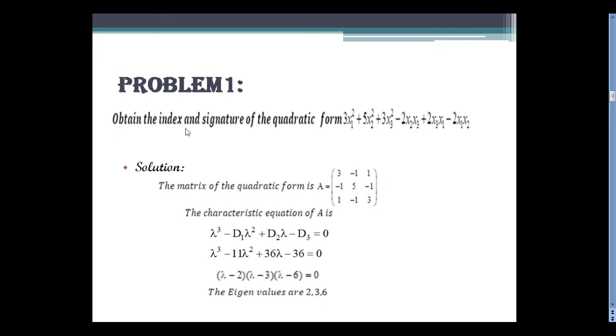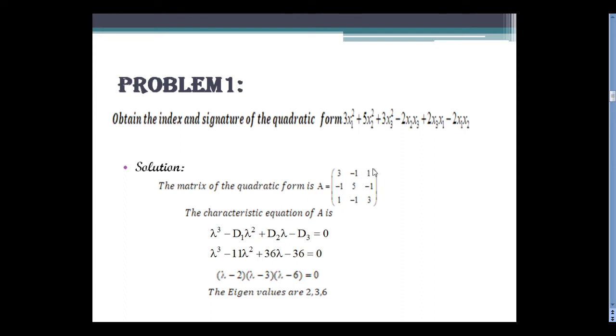Problem 1. Obtain the index and signature of the quadratic form 3x1 square plus 5x2 square plus 3x3 square minus 2x2 x3 plus 2x3 x1 minus 2x1 x2. Now we will find the matrix for the given quadratic form. A is equal to: the coefficient of x1 square is 3, the coefficient of x2 square is 5, and the coefficient of x3 square is 3. Now the coefficient of x1 x2 is minus 2; we multiply with half, so we get minus 1, and here also minus 1.